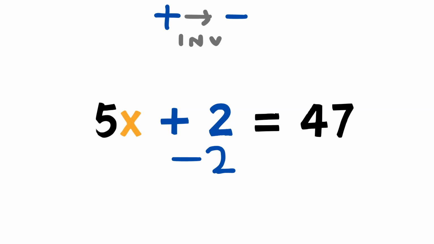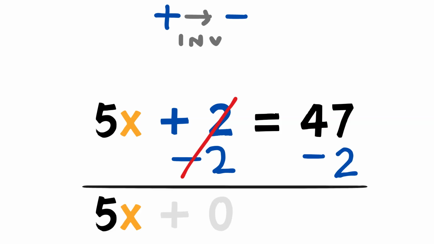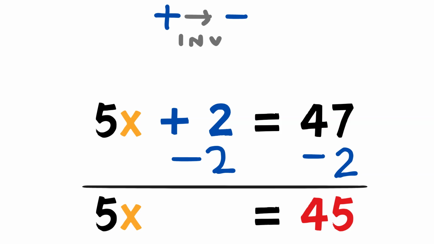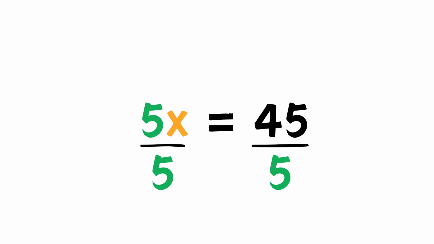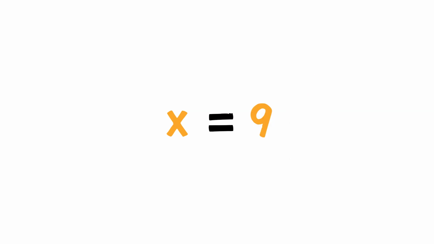Now remember, whatever we do to one side of the equation, we must do to the other, so we can take 2 away from both sides of the equation. And 2 minus 2 is 0, so that cancels out, and 47 minus 2 is 45. This simplifies to 5x equals 45. Now we can isolate the x by dividing both sides by 5. 5x divided by 5 is 1x, which is just x. And 45 divided by 5 is 9. This simplifies to x equals 9.